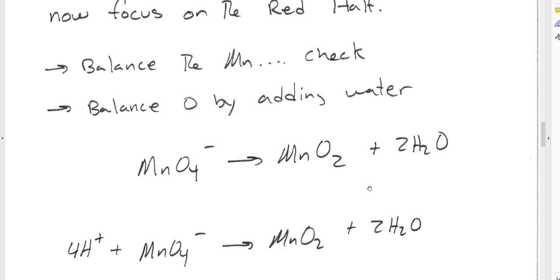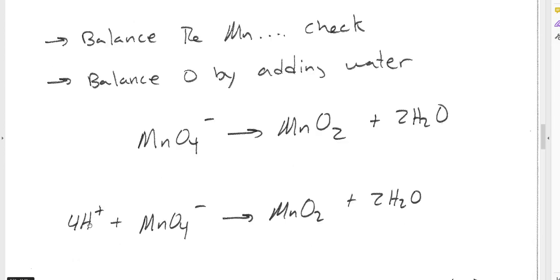So now we have 4 oxygens, 4 oxygens. Now we balance the hydrogen by adding H+. So putting those 2 waters there, I added 4 hydrogens to this side. So I have to add 4 hydrogens to that side. Okay. Now we balance the charge.